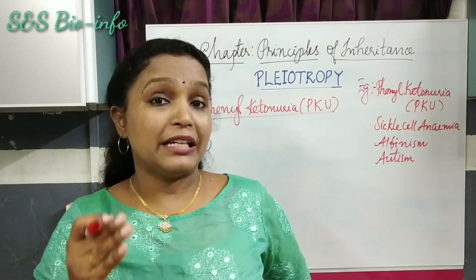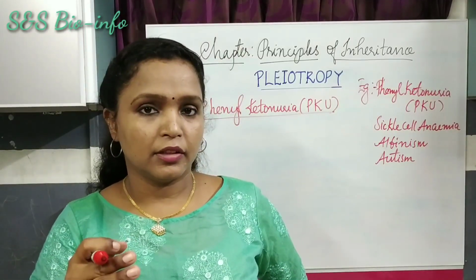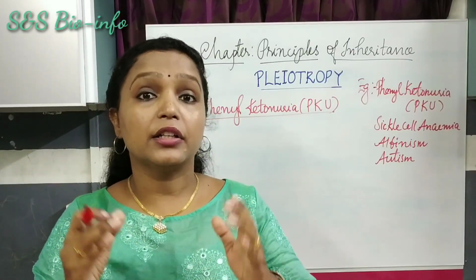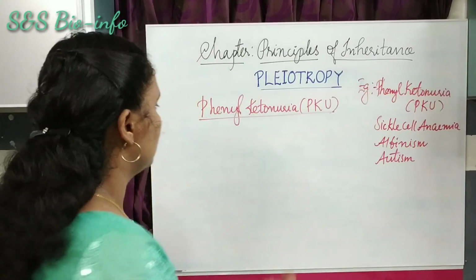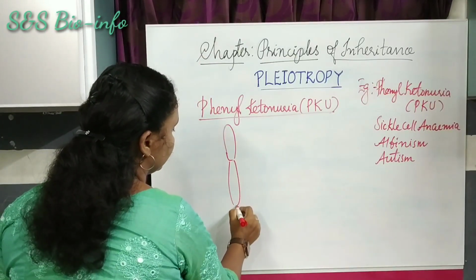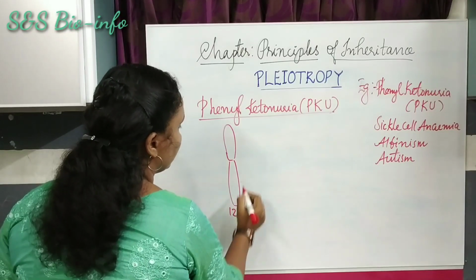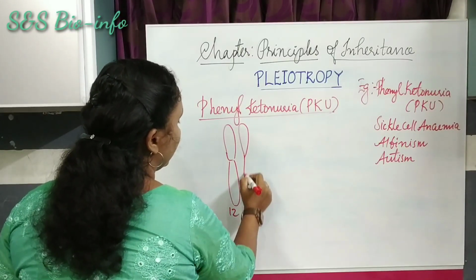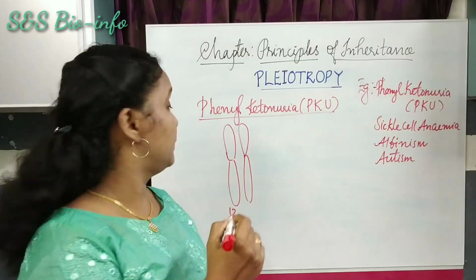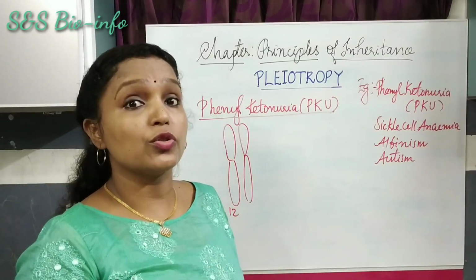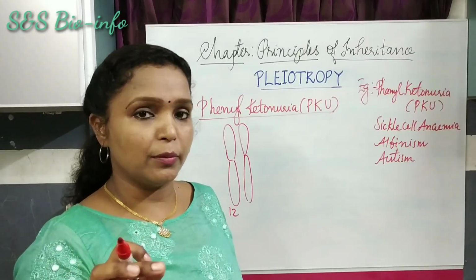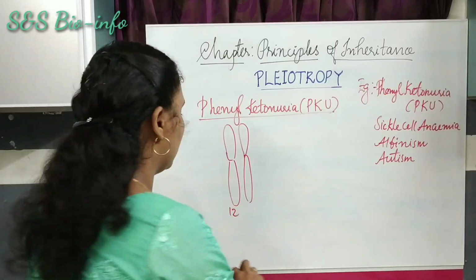It's an inborn metabolic disorder caused due to the presence of a recessive allele in chromosome number 12. Suppose this is the chromosome of humans. Chromosome number 12, paired chromosome. So this 12th pair of chromosome is the autosome. They are not sex chromosomes. The last pair is the sex chromosome in human beings. This is the 12th pair of chromosomes.